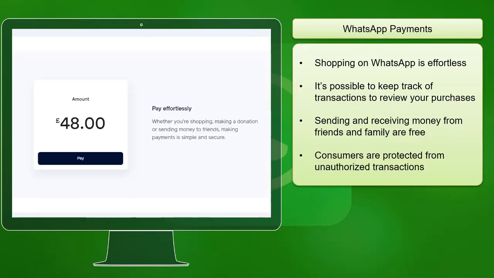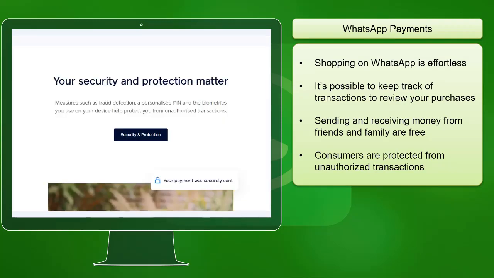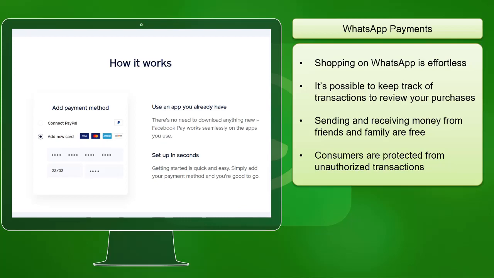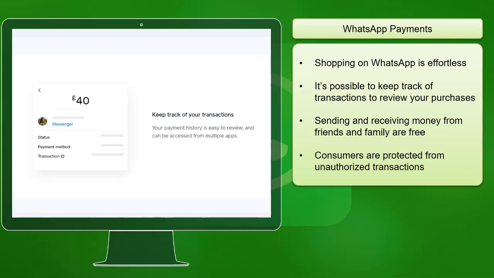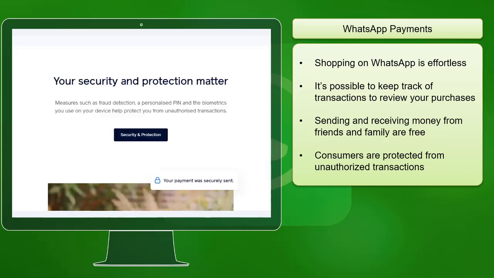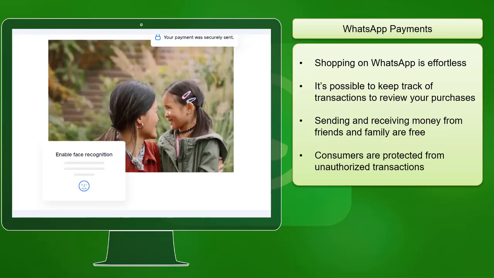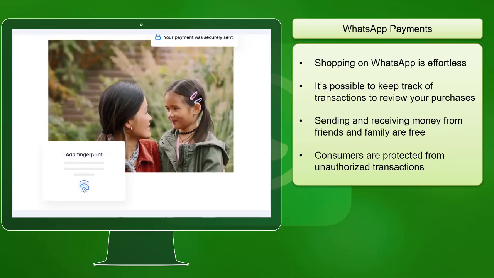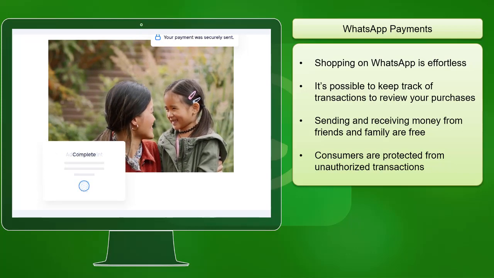Shopping on WhatsApp can be easier since you can pay for your purchases effortlessly. It makes your payment secure without the hassle of writing the bank account details. You can also track your transactions using the payment history so that you can review your purchases. Sending and receiving money from friends and family will require no fees, and it also varies by country. It even maintains the user's security by fraud detection, personalized PIN, and biometrics that are linked on your device, which can help protect the user from unauthorized transactions.